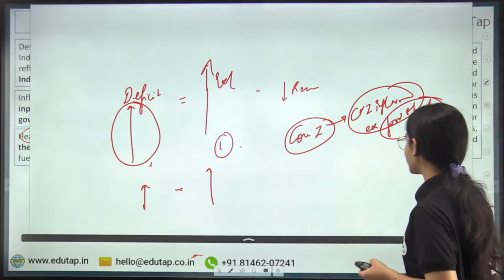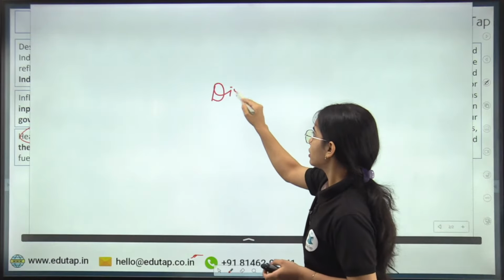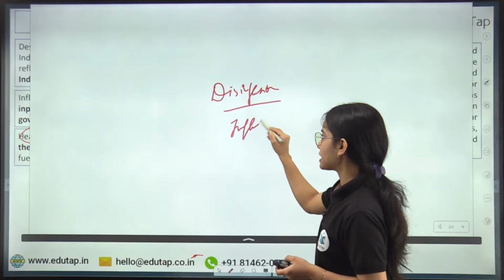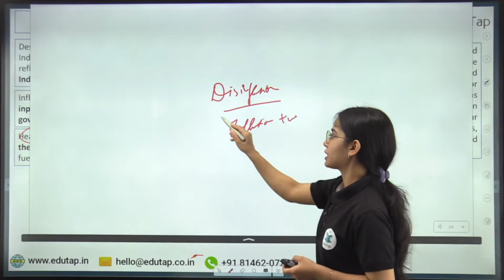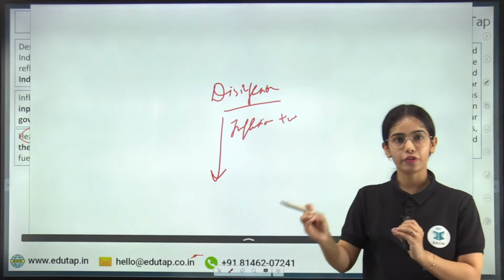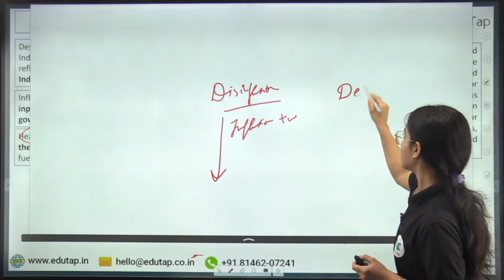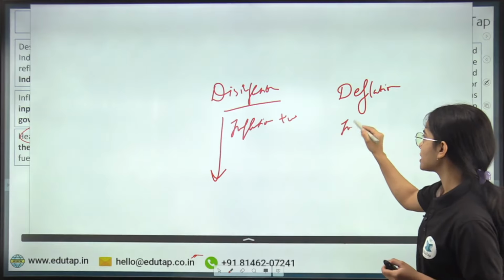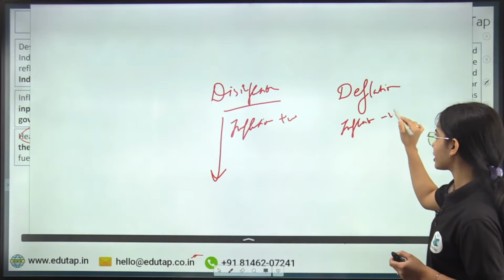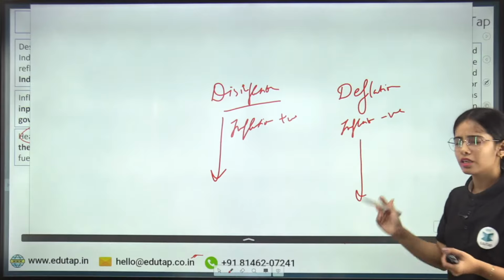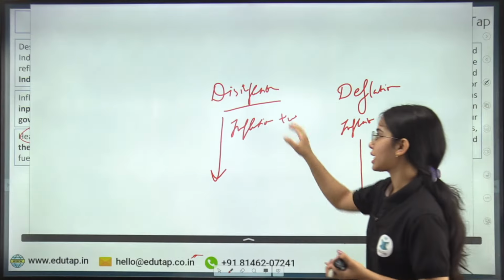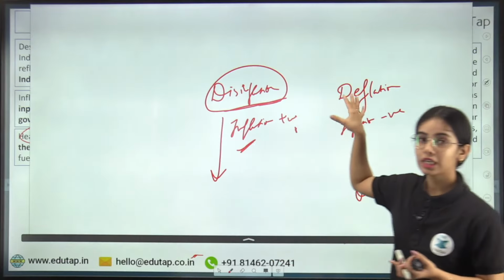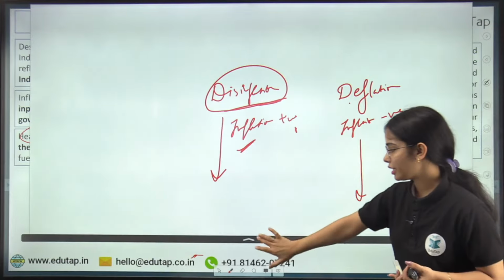There is a slight difference between disinflation and deflation. Disinflation is when the inflation is present, the inflation is positive, but it is decreasing. Deflation is the situation when the inflation is negative, when the prices are decreasing. So disinflation is when the inflation rate is decreasing but positive. Deflation means the inflation rate is negative, okay?